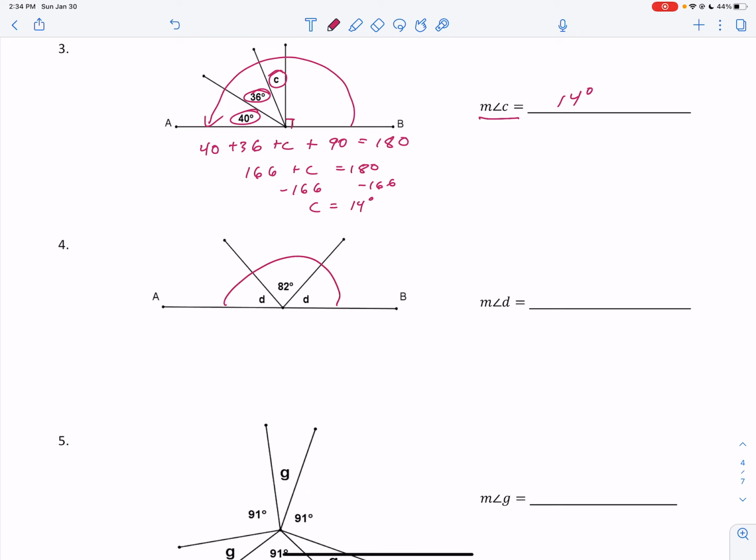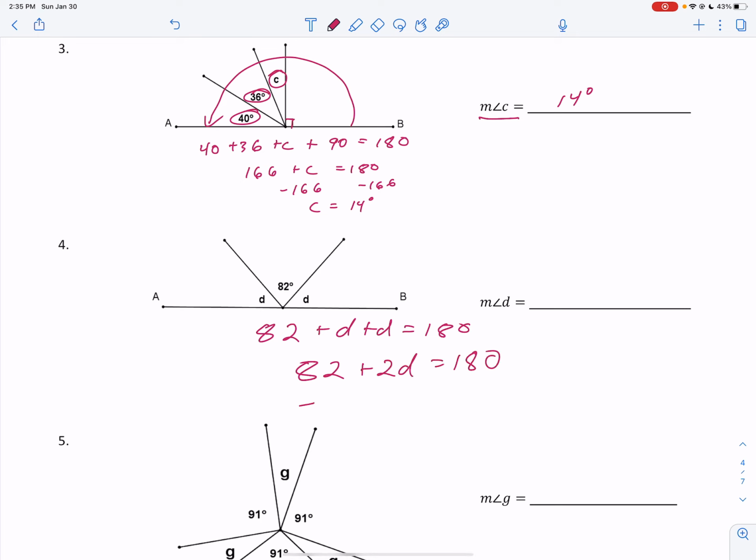Same thing here, but you might think to yourself you don't have enough information. But notice these two, it's telling you they're both D, so they must be the same. So you can write this as 82 degrees plus D equals 180. Or you can simplify first and realize it's just going to be plus 2D equals 180. And then subtract 82, do the algebra to get 2D equals 98. And then divide both sides by 2 to get 49.